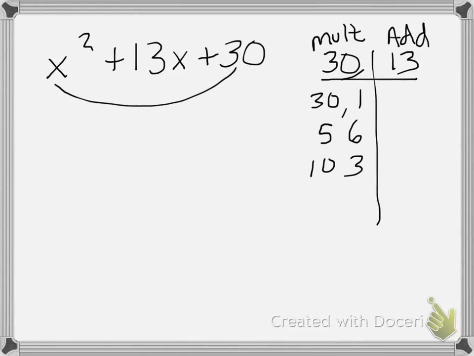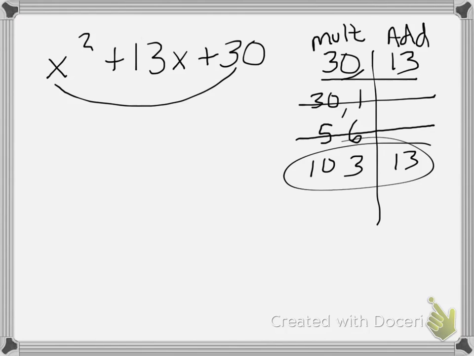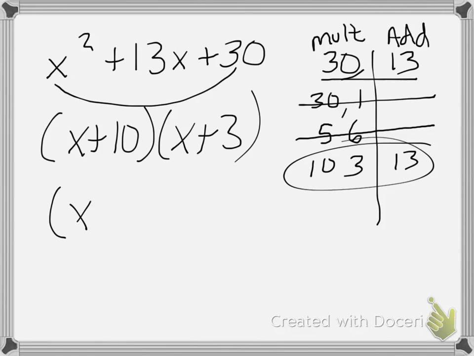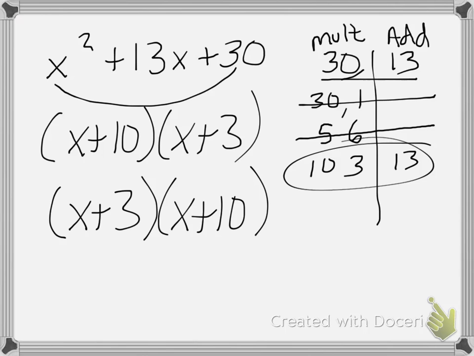Okay, so let's start looking at the addition. 30 and 1 do not add to 13. 5 and 6 do not add to 13. 10 and 3 do add to 13, so bingo. X plus 10, x plus 3. I could also put x plus 3 and x plus 10. That's again that commutative property. They're being multiplied together, so it doesn't matter which one goes first. Okay, so either answer is correct.